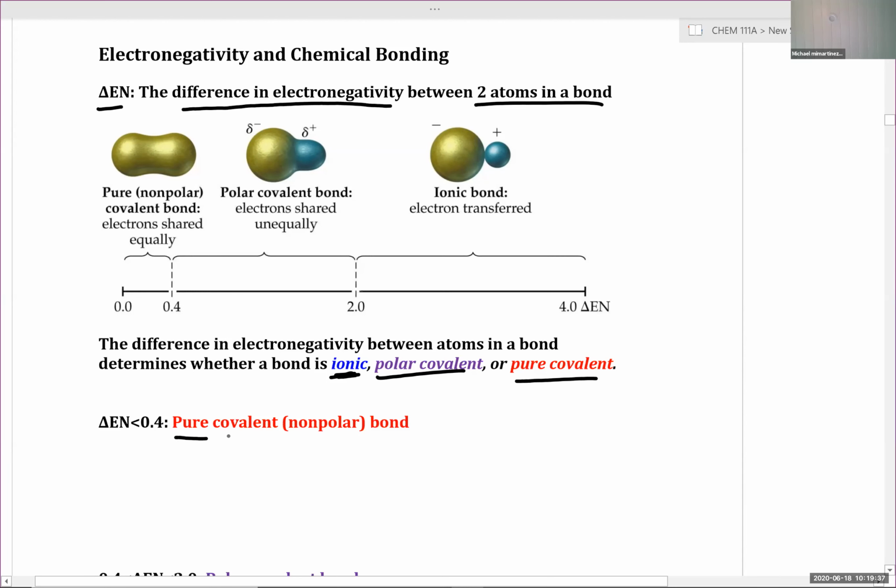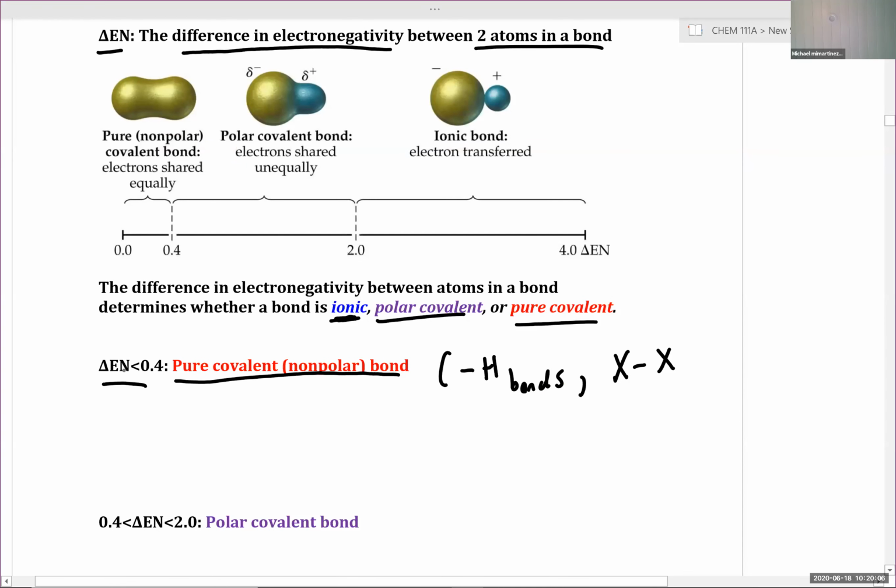The pure covalent, that we call a non-polar bond, has a difference in electronegativity of less than 0.4. This primarily occurs when you have, for example, C-H bonds, or atoms containing two elements with a very small difference in electronegativity, or essentially an X-X bond, where you have two atoms of the same element chemically bonded to each other. So this idea of delta EN, it's not the absolute electronegativity, it's the difference in electronegativity.